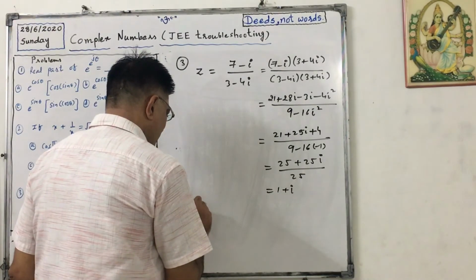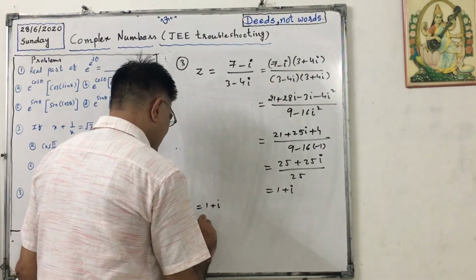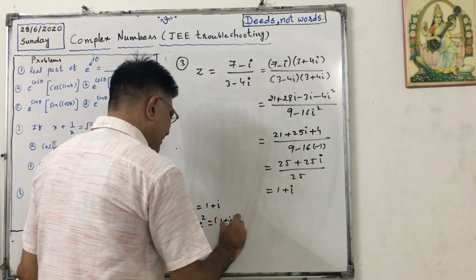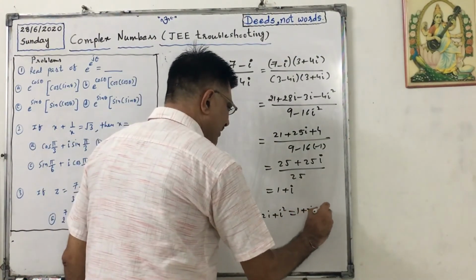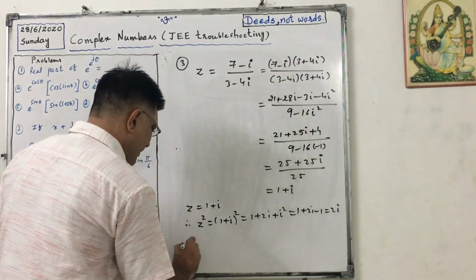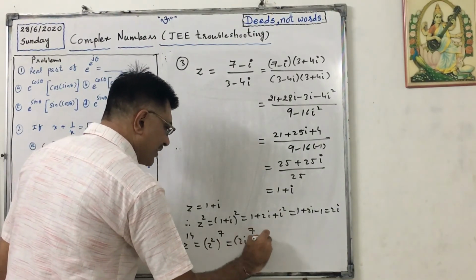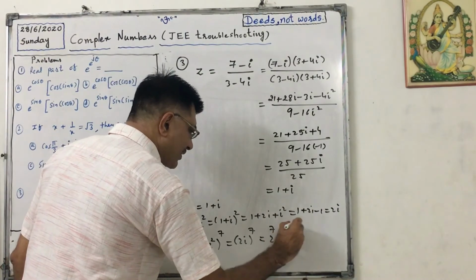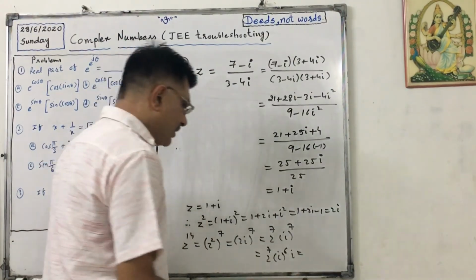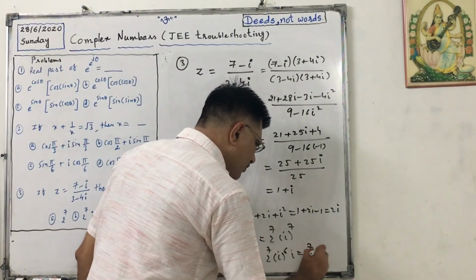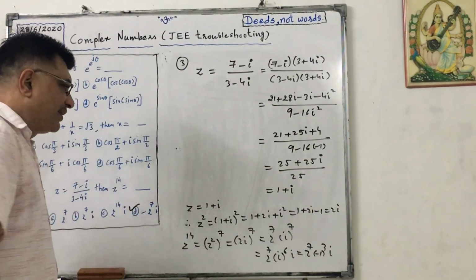Now see, z equals 1 plus I. In that case, z square will be equal to 1 plus I whole square, that is 1 plus 2I plus I square, which equals 1 plus 2I minus 1, that is 2I. So z raised to 14 means z square raised to 7, which can be written as 2I raised to 7, that is 2 raised to 7 into I raised to 7, which is 2 raised to 7 into I raised to 6 into I. Now we know that this is actually I square cubed, so minus 1 cubed into I. So finally it is minus 2 raised to 7 into I.